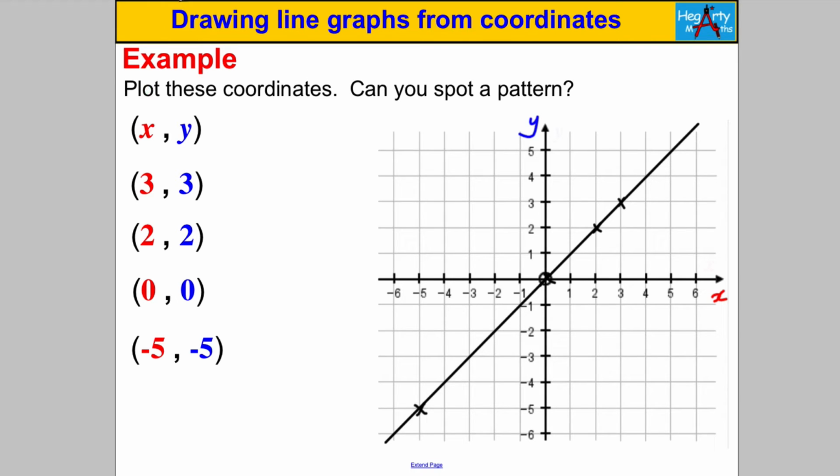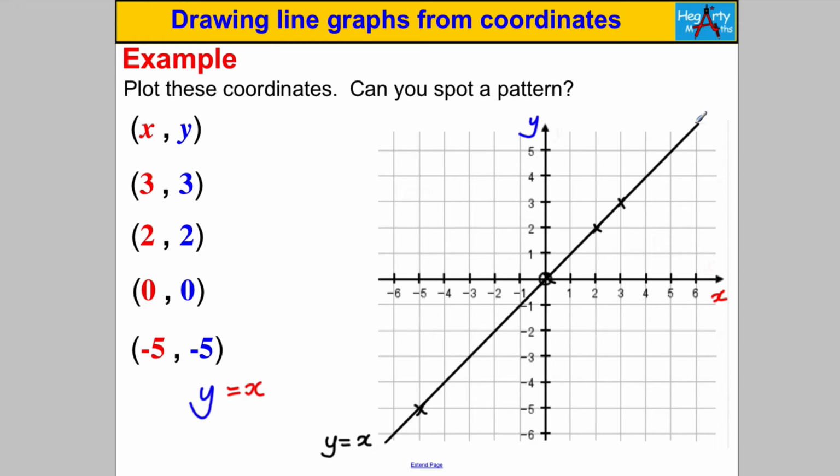And what can we say about the coordinates? Well, (3, 3), the x and the y number are the same. (2, 2), the x and the y are the same. (0, 0), x and y are the same. (-5, -5), x and y are the same. And we can say that the y coordinate, we'll start with that, is always equal to the x coordinate. And this line here is the line y equals x. We always, as mathematicians, have the y on the left hand side. That's just how we do it. So that is that diagonal line going from the bottom left all the way up to the top right there.